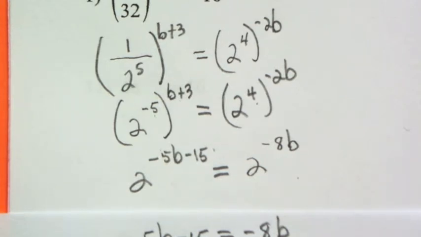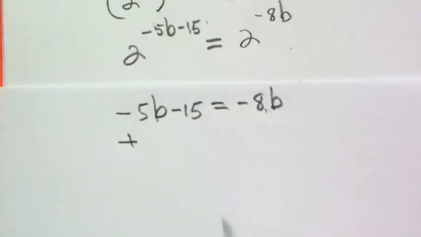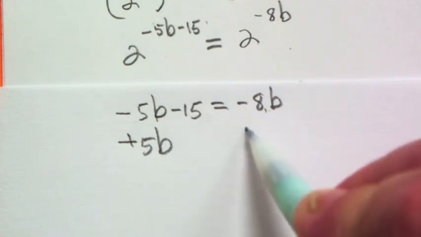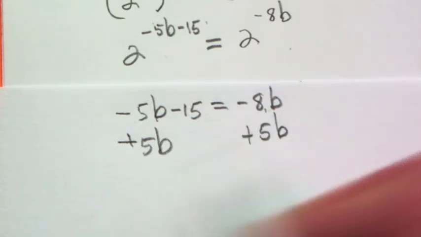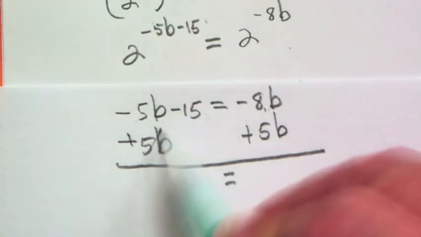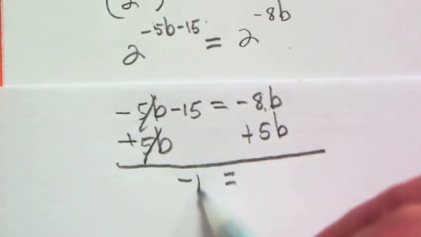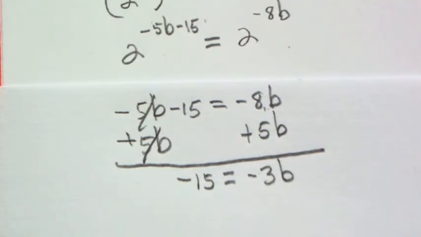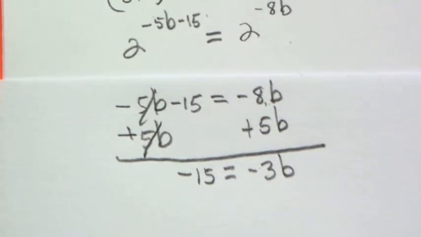Now the best thing to do in this instance would be to move this 5b over here with this. And so that would be plus 5b, plus 5b, and that would give us, this would mark out, and this is negative 15. And this over here would be negative 3b. That's just solving the equation, okay?